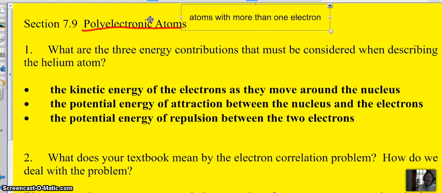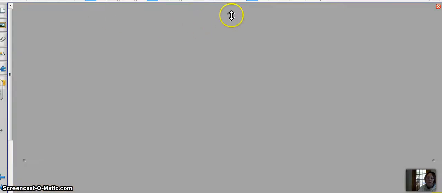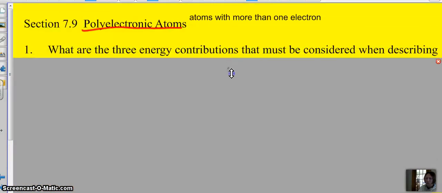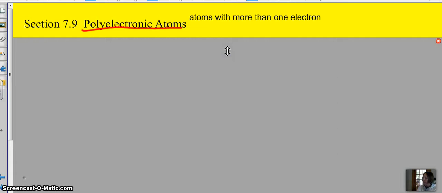Okay, so they are atoms with more than one electron. What I'd like you to do is take a read through section 7-9, and your notes have some questions in it, and then we'll talk about what those questions are. So pause the video and then take a read through section 7-9 in your textbook. It's one of those super theoretical sections again, and then we'll go over the questions. I hope you actually took the time to read.